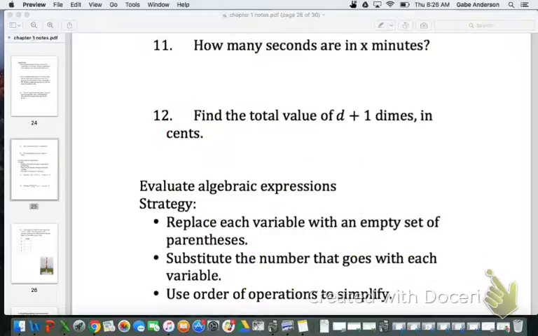All right, so 11 says, how many seconds are in X minutes? And 12 is find the total value of D plus 1 dimes in cents. So these are a little different. These are still kind of an interpretation, but a little different in their presentation. So take a minute and try both 11 and 12.